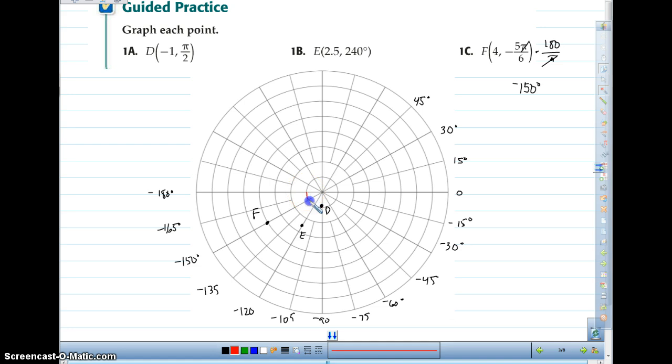If you went in the right direction here, this would be counterclockwise because it was positive 90 degrees. E was 240 degrees. So we're going all the way around the circle. We would be starting here and going all the way around 240 degrees in the positive direction. And then this last one, we went in the negative direction. So F started here out at 4 and then went clockwise around to this location.